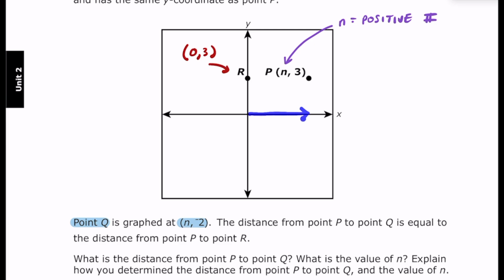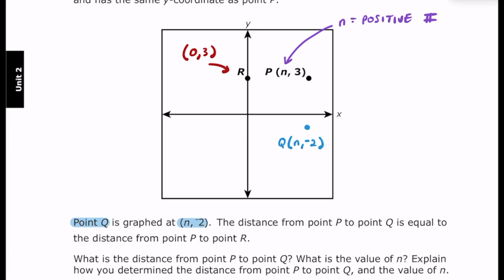So Q is also going to be going over to the right n units, but it's going to be going down 2. So let's go ahead and plot a point here that is directly under this other point of P. And again, this one is going to be, let's label it as Q. And this is going to be (n, -2).